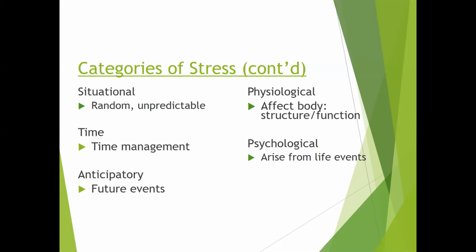Psychological actually affects the body structure and function. So it can be chemical, physical, mechanical, nutritional, biological, genetic, or lifestyle. And then there's psychosocial, which is external stressors that arise from everyday life events like family dynamics, work or living situations, or financial strains.